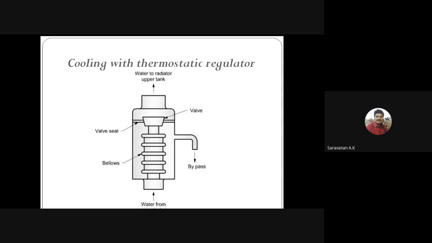The thermostat consists of the bellows, usually made of copper or bronze, and sealed at both ends. The thermostat will have some bellows, and the bellows will be copper or bronze, which is sealed at both ends, an upper end and a lower end.